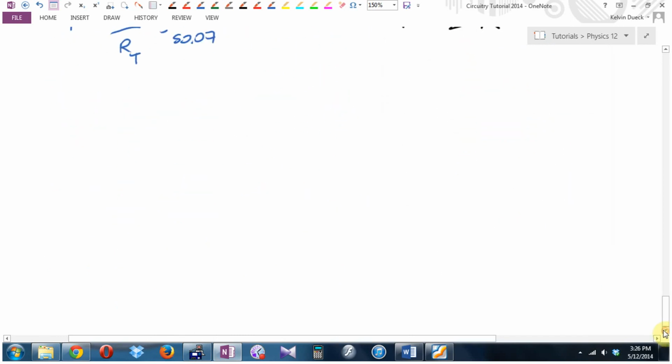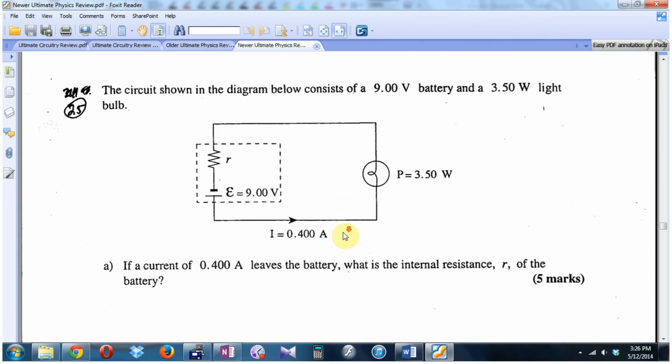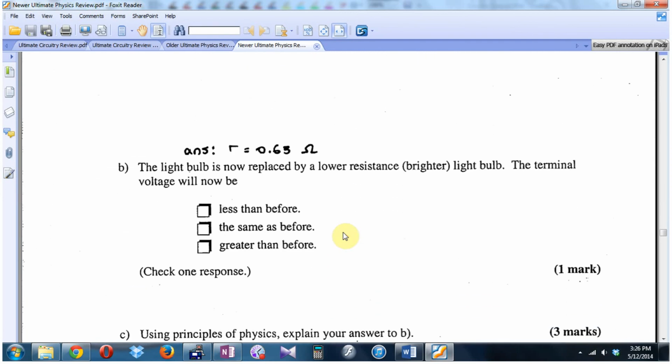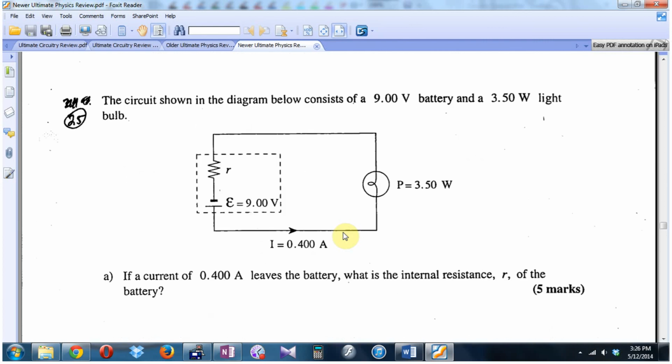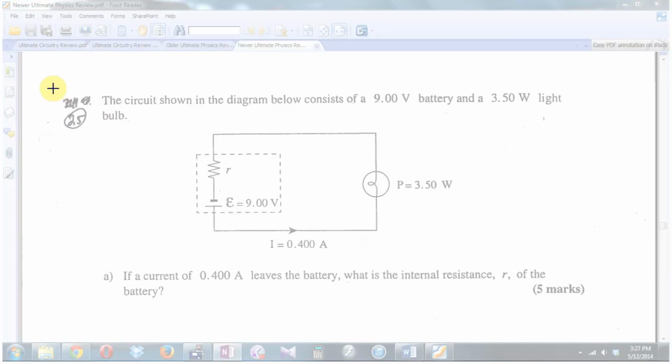Okay. Let's try using principles of physics question, and I think I have one here. It looks like number 25. The circuit shown in the diagram below, I'm trying to practice as many questions with the terminal voltage as I can, because we just didn't do that many until the very last lesson, so we're adding one internal resistor. Hopefully it's not a big stretch.